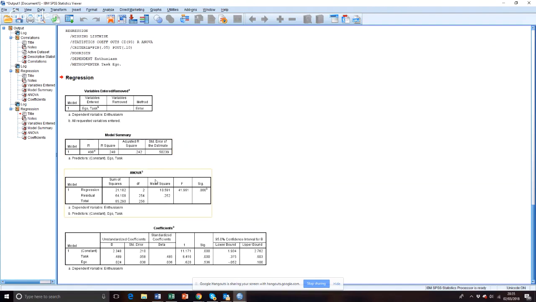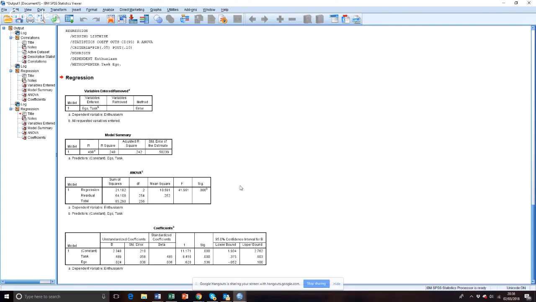And again, the ANOVA table conveys exactly the same information as it did in simple regression, but this time the predictors are an optimally weighted combination of ego and task orientation on enthusiasm. But enthusiasm, we see here, still has the same amount of variance explained. The residual is a residual of this optimally weighted combination, and the regression, of course, is just the total take the residual. Again, we have a mean square, we have an F ratio that's large, and we have a highly significant effect for the overall model.